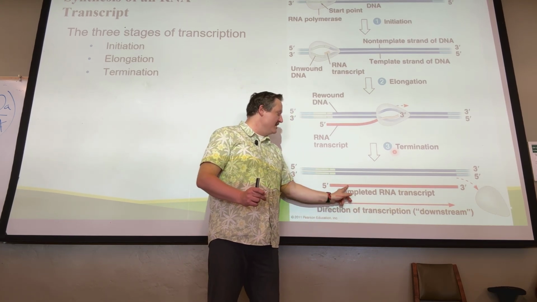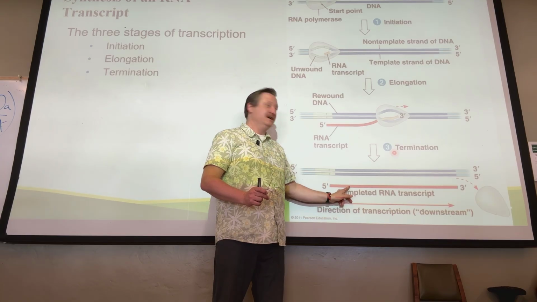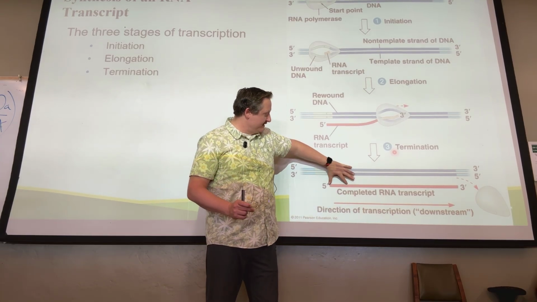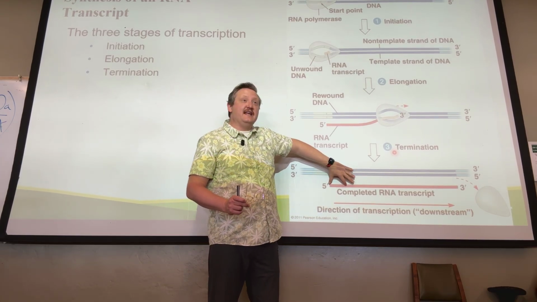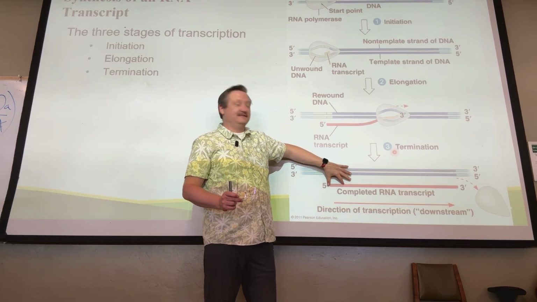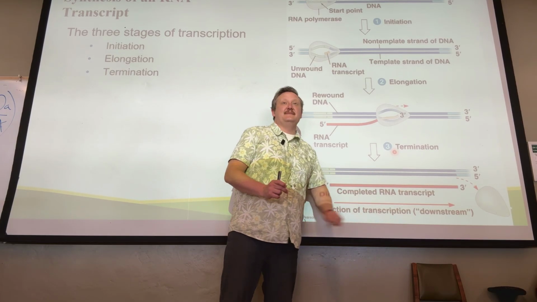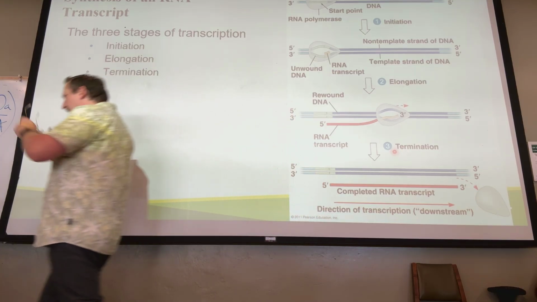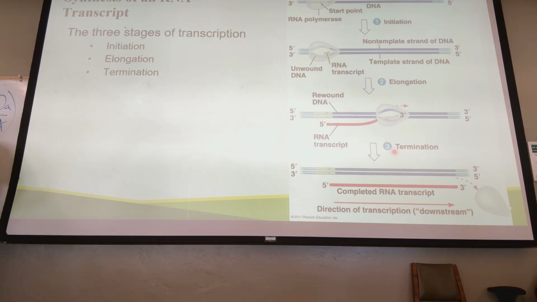The start codon could be over here. It could be that this part of the mRNA isn't actually converted into a sequence of amino acids. The start codon doesn't have to be at the very end. Okay. Cool.